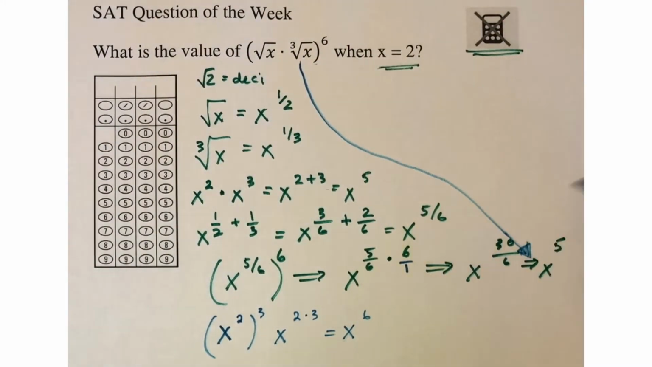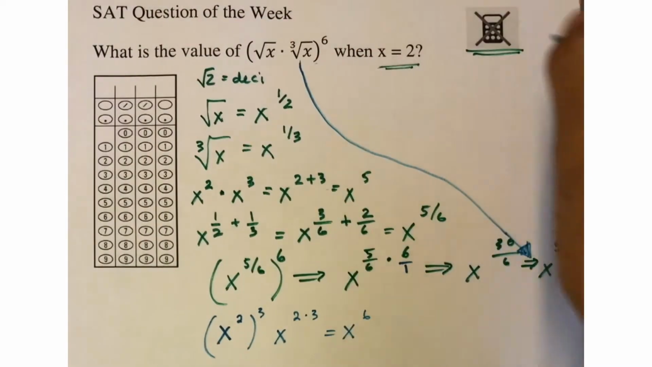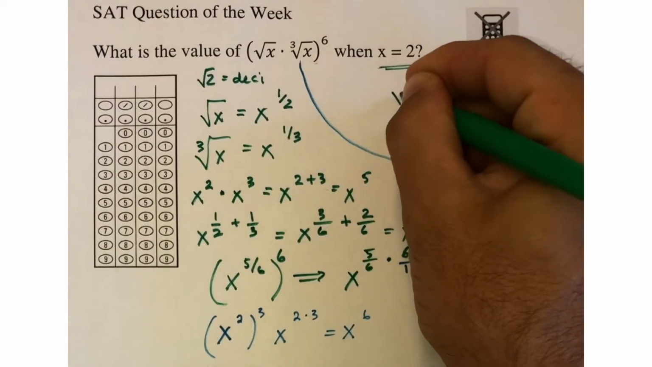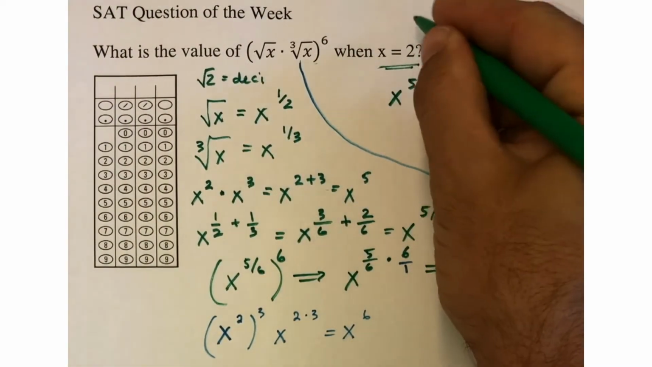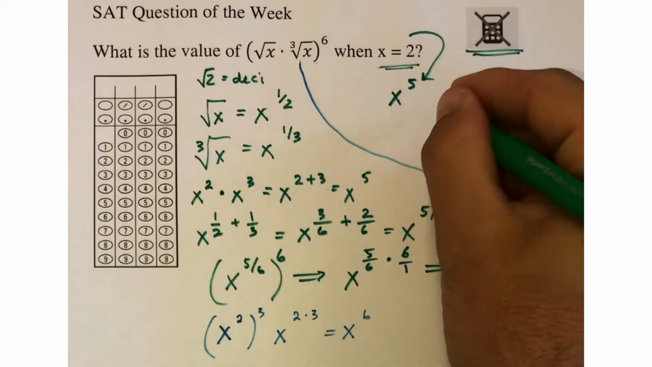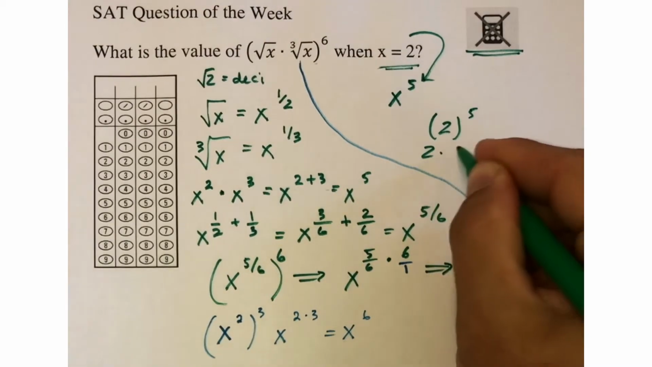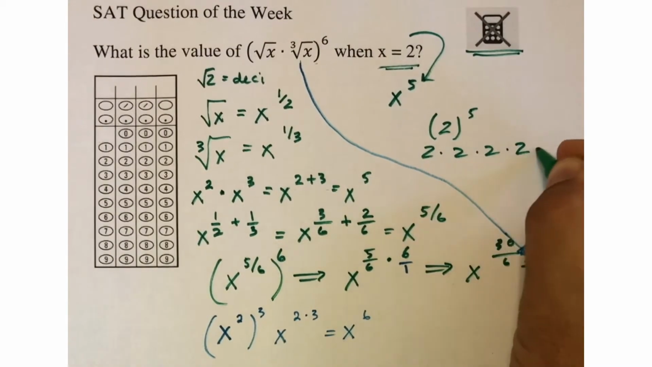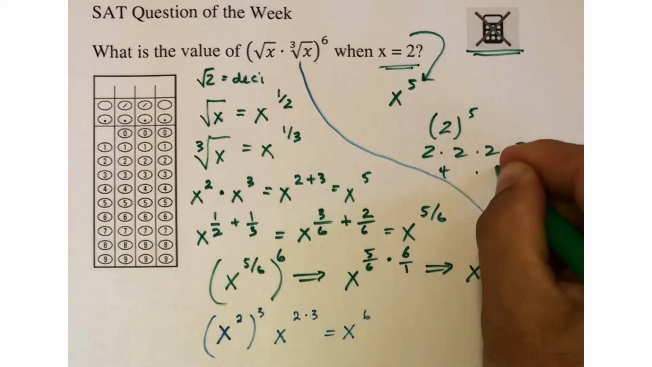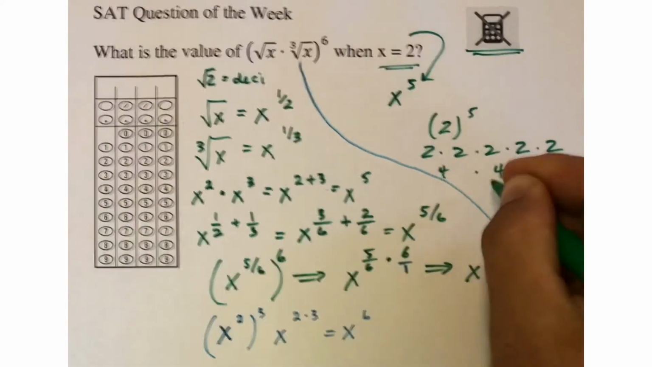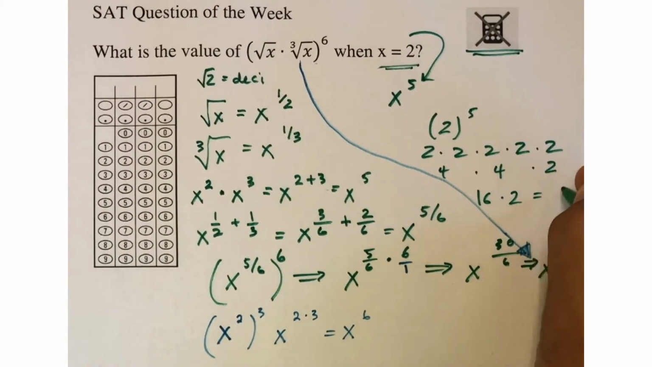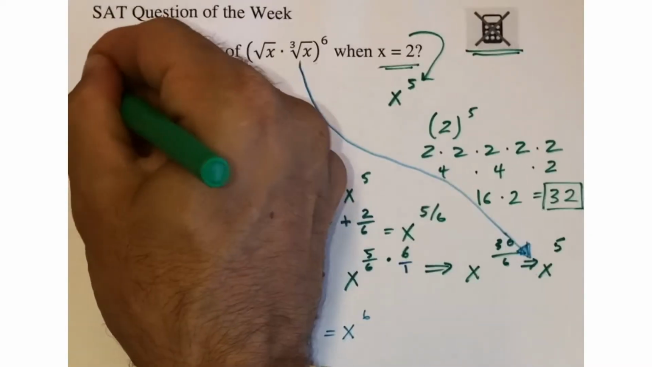Now that I've simplified this to be x to the 5th, I could just basically say, well, x to the 5th, plug in my 2 here, 2 to the 5th, which is 2 times 2 times 2 times 2 times 2. I think we all know that. 4 times 4, I'll simplify that, times 2, 16 times 2, 32. And then plug in my answer here.